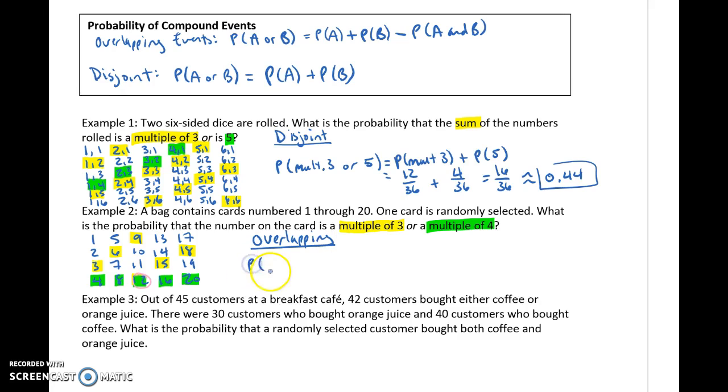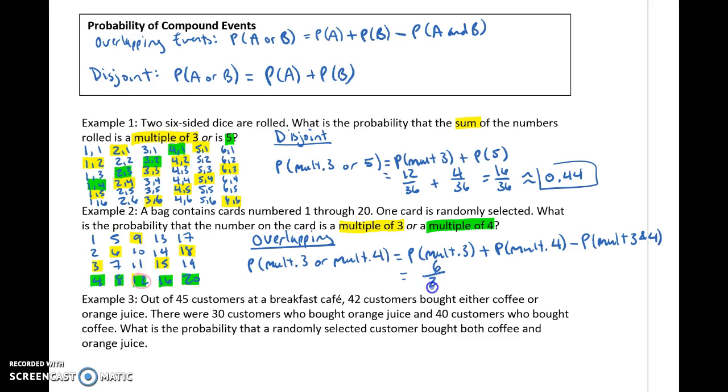So that means the probability of being a multiple of 3 or a multiple of 4 is the probability of being a multiple of 3, which are the yellows, plus the probability of a multiple of 4, minus the probability of it being a multiple of 3 and 4. And why is that? Because we want to take away the outcome that's counted twice. That's why we're taking it away. So if you count up all the yellows, including the 12, 1, 2, 3, 4, 5, 6 out of 20. Multiples of 4, all the greens, 1, 2, 3, 4, 5, so including that 12. So plus 5 out of 20.